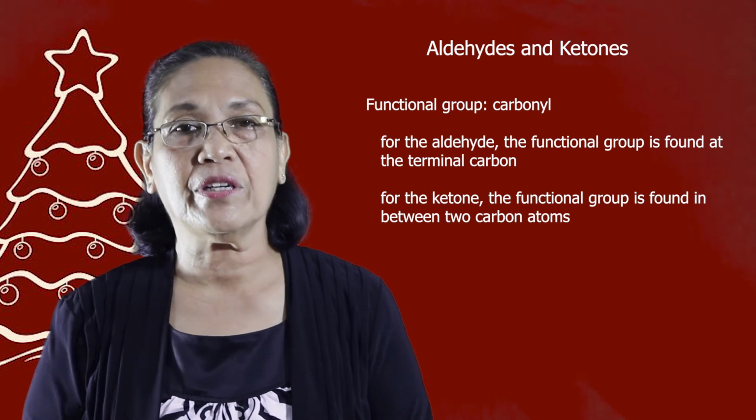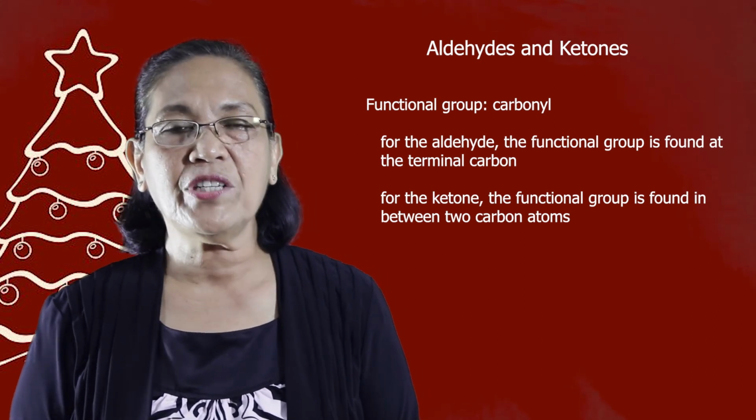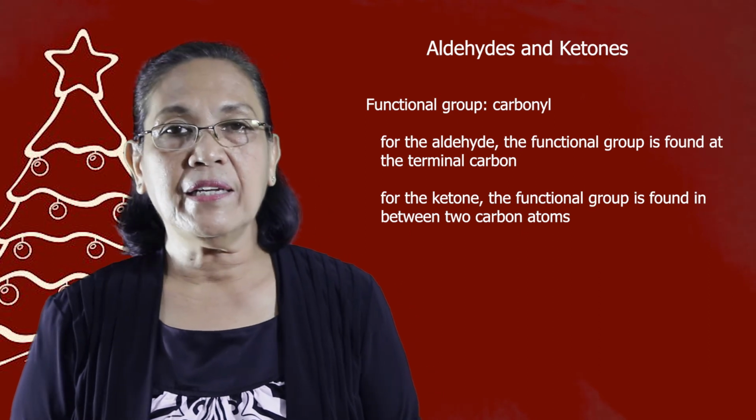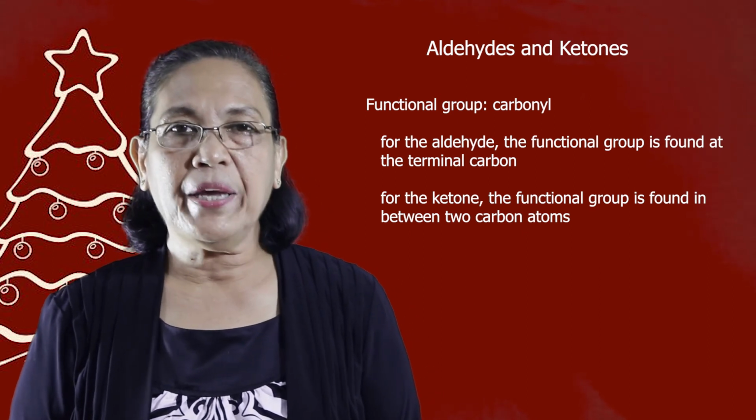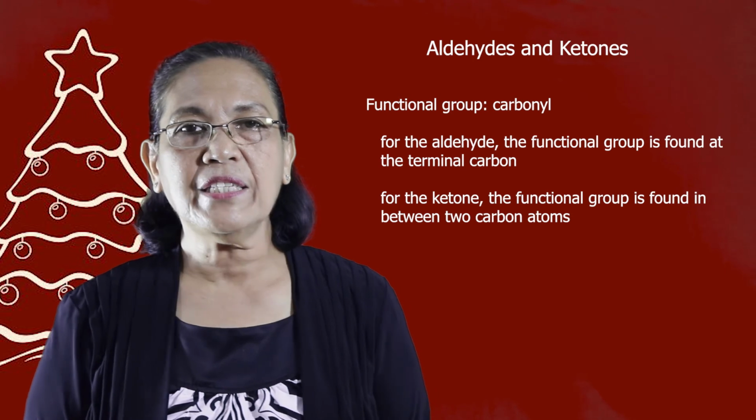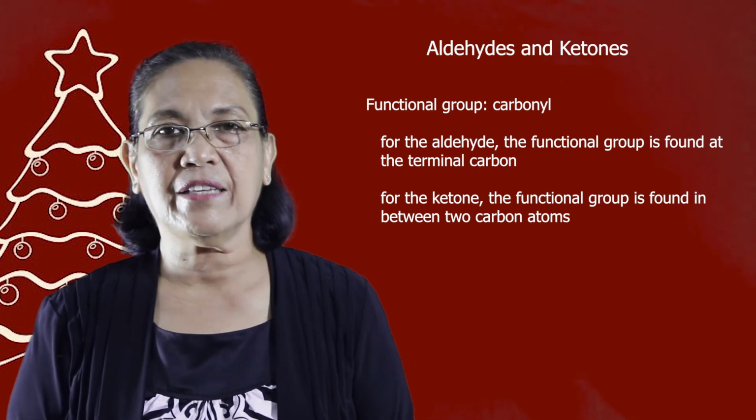Now, the aldehydes differ from the ketones because the carbonyl group is found at the terminal carbon of the structure, while in the ketone, the functional group is found at the middle carbon, or in between two carbon atoms. So this is the difference between aldehydes and ketones.